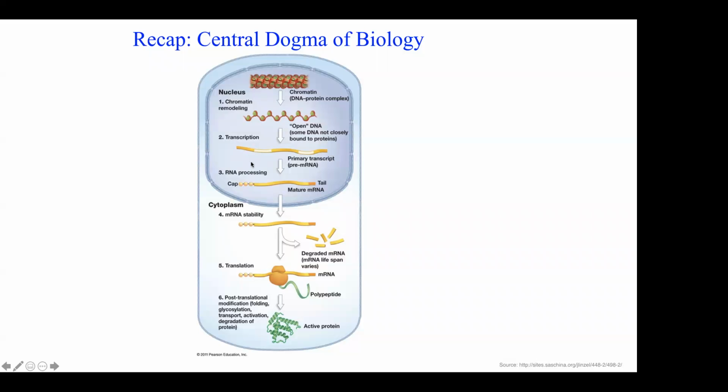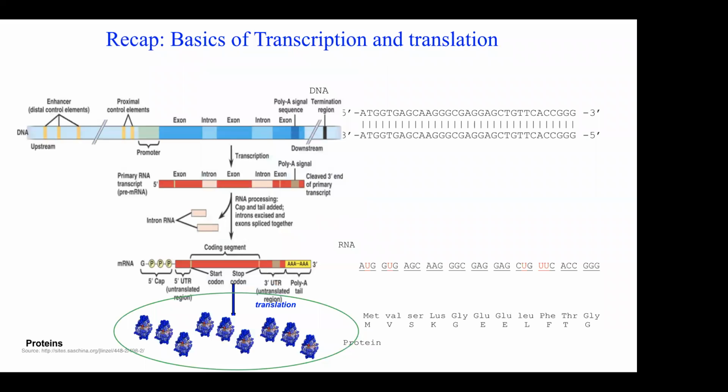pre-mRNA. In the pre-mRNA, you can see exons and the intron sequences. When the pre-mRNA is processed, it becomes a mature mRNA. When the mature mRNA comes to the cytoplasm, it is translated and produces the protein. This one everybody knows.